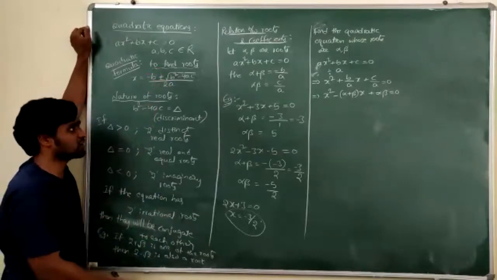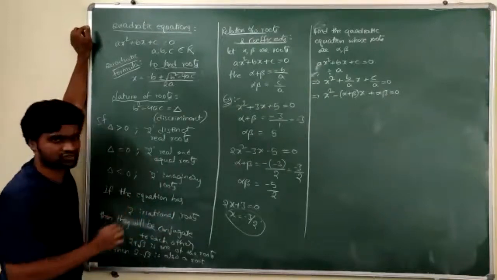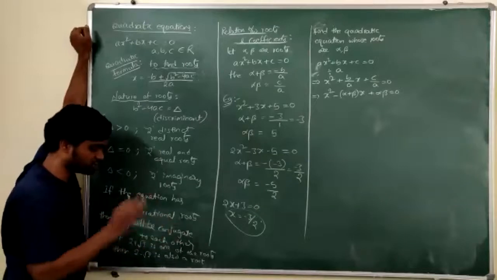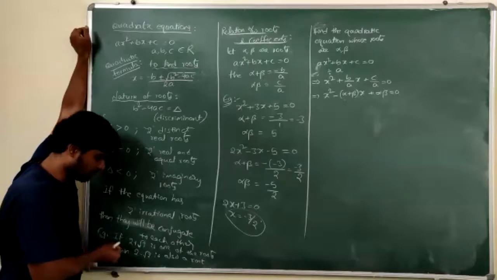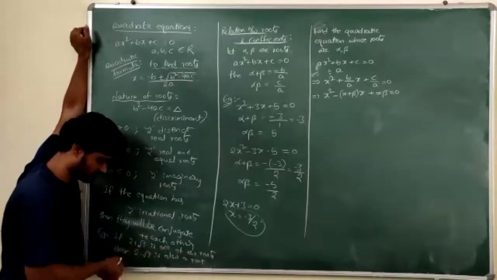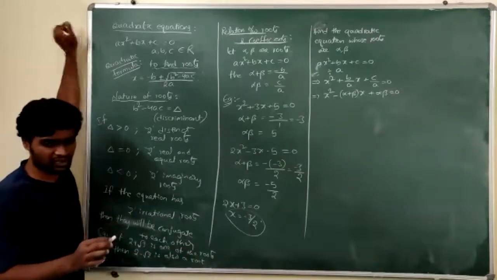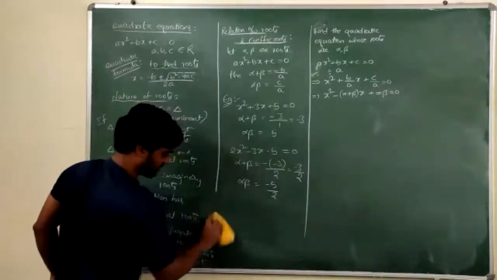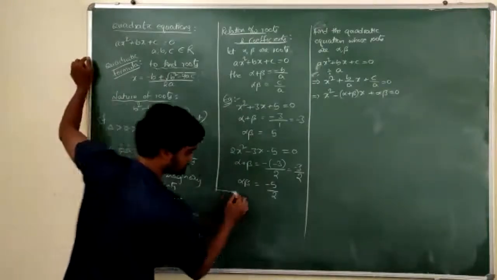The other concept which I taught here is: if the equation has two irrational roots, then they will be conjugate to each other. What is meant by conjugate? If 2 plus root 3 is one of the roots, then 2 minus root 3 is also a root. So there is no possibility for a quadratic equation to have one irrational root and a rational root.